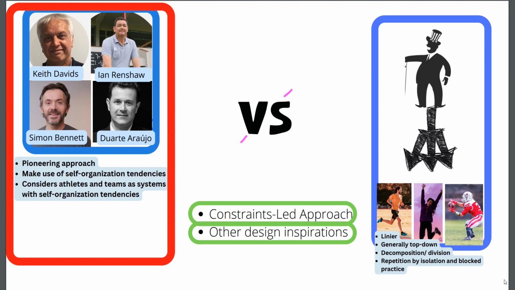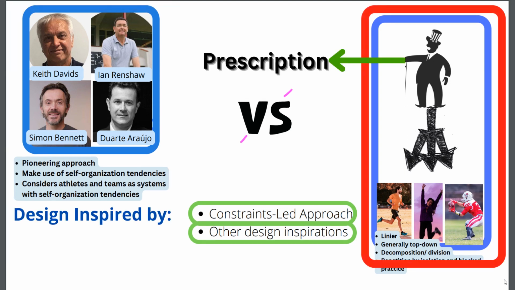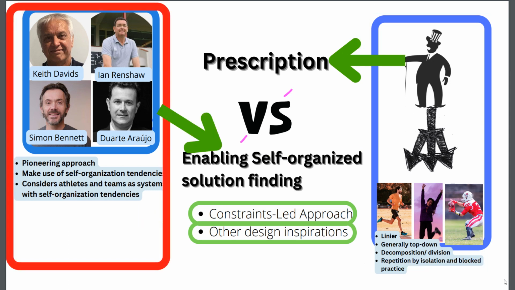It is not prescription based. It is becoming very clear that the general propensity of the traditional approaches to sports coaching is to prescribe solutions. There might be some exceptions here and there, but still, generally speaking, it is based on prescription of solutions that assumes a kind of know-it-all attitude. On the contrary, the CLA, or constraints-led approach, is about enabling self-organized solution finding.